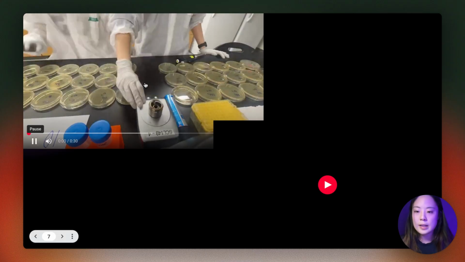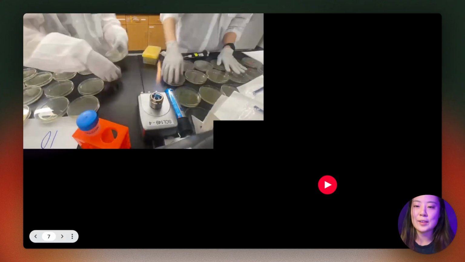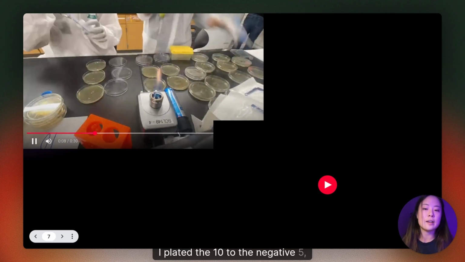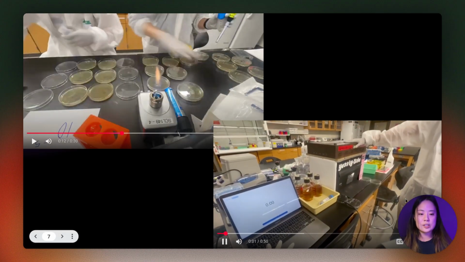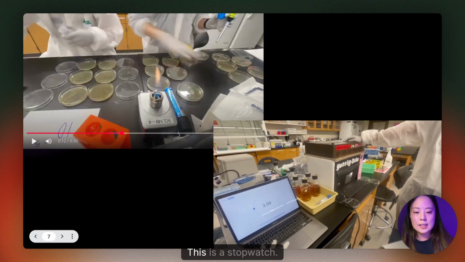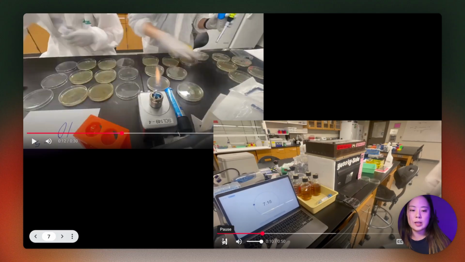And then this is a little time lapse that Celine and I filmed. This is us plating. I plated the 10 to the negative 5. She plated the 10 to the negative 4 dilutions. And this is the next image. And this is how we expose the plates to UV light.